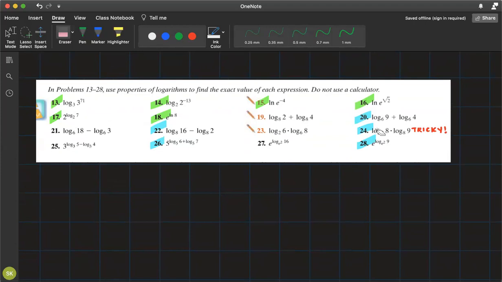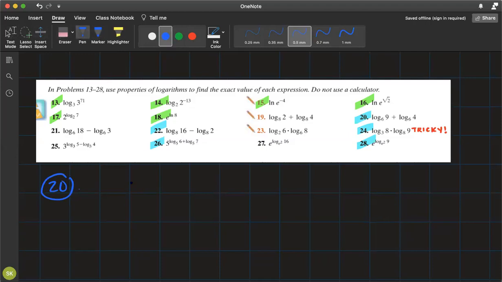I think we'll be able to do 20, 22, 26, and 28. 24 is actually tricky, and I'll show you why in a minute. We'll discuss it, but we'll actually do this problem later. So let's start with problem 20.